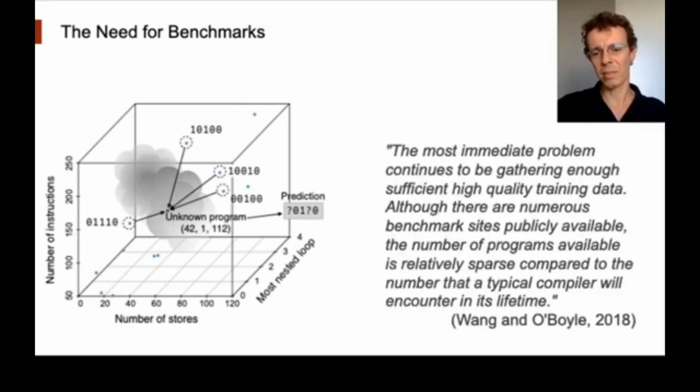Wang and O'Boyle sum up well the problem in their recent survey about machine learning in compiler design. The most immediate problem continues to be gathering enough high-quality training data. Although there are numerous benchmark suites publicly available, the number of programs available is relatively sparse compared to the number that a typical compiler will encounter in its lifetime.